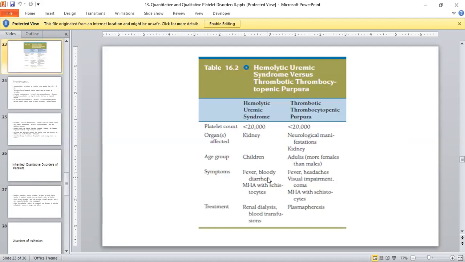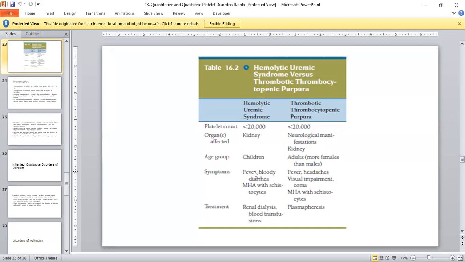So this is just differentiating HUS and TTP. They have similar platelet counts. The patients present with similar platelet counts of less than 20,000. But in HUS, the main organ affected is the kidney. In TTP, the kidney is involved, but there will also be neurological manifestations. HUS is for children, and TTP is present in adults, more in females than in males.